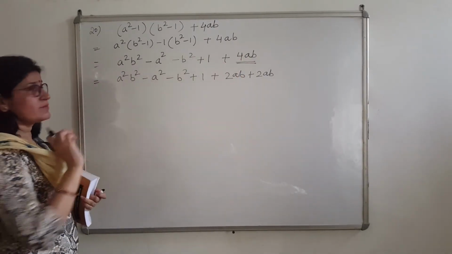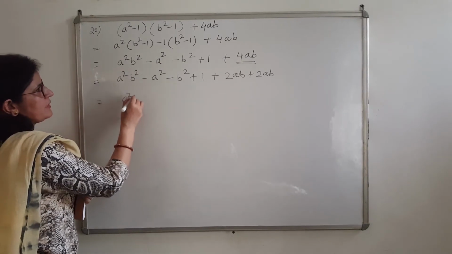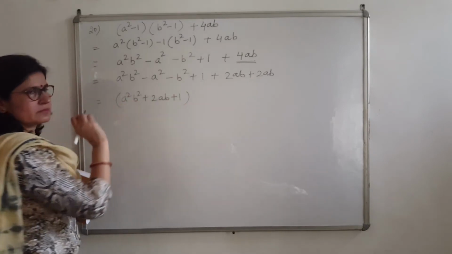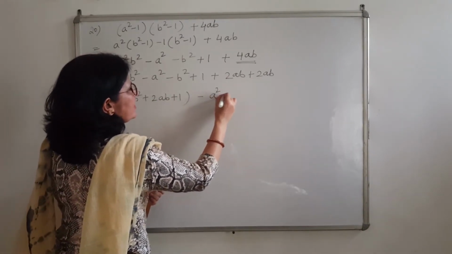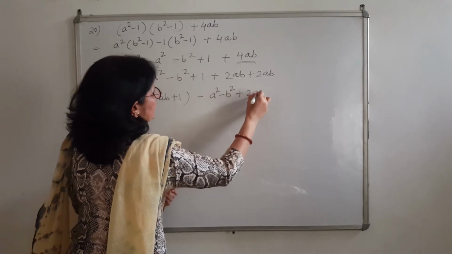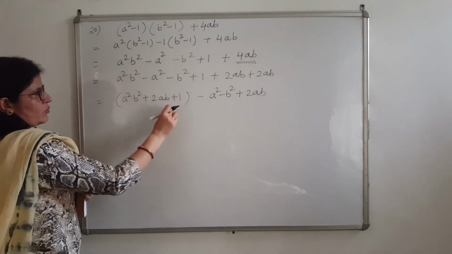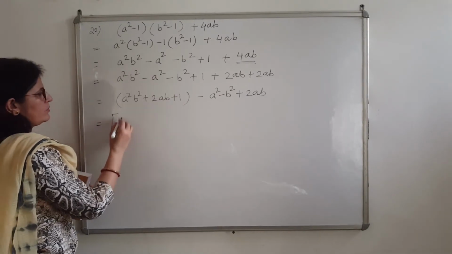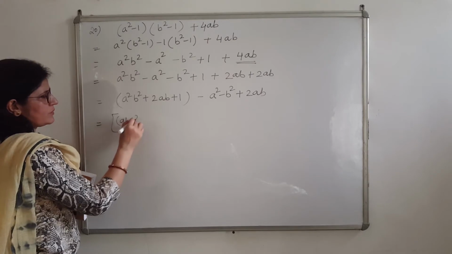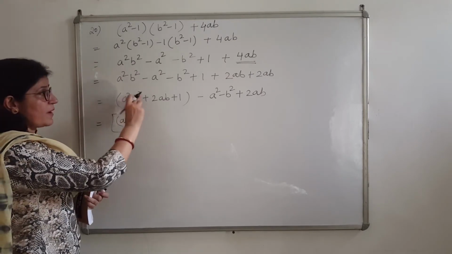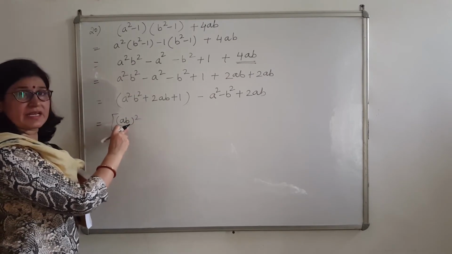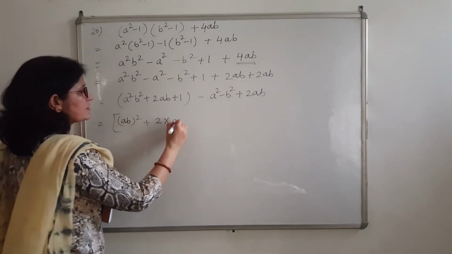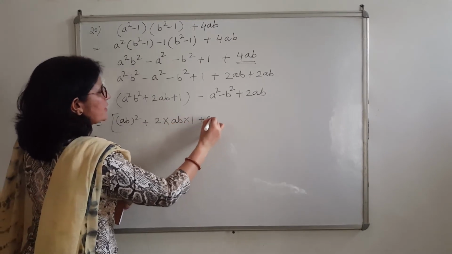Now we take three terms together: a square b square plus 2ab plus 1, minus a square minus b square plus 2ab. Now, if you take these three terms, you can change them into square form. ab whole square, they both have this power. We can take common. So what we will get? We get ab whole square plus 2 into first term into second term and square of 1.